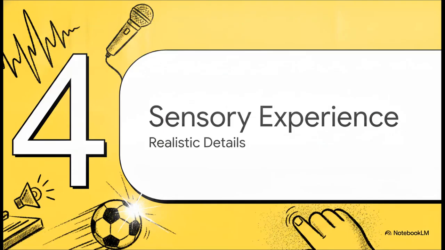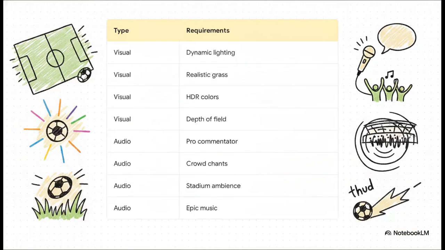Section 4, crafting the sensory experience. To actually trick our brains into accepting this digital creation, it needs flawless visual and auditory sync. Visually, it demands dynamic lighting, realistic grass physics, HDR colors, and a cinematic depth of field. But then it layers that with a dense, hyper-realistic soundscape, a pro-English commentator, specific crowd chants, stadium ambience, epic background music. That intense layering is really what brings the simulation to life.